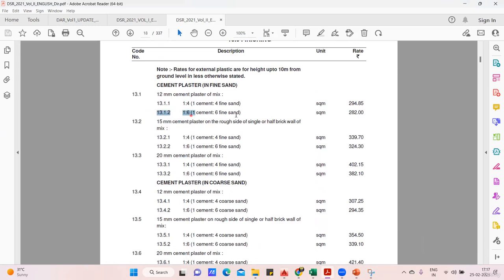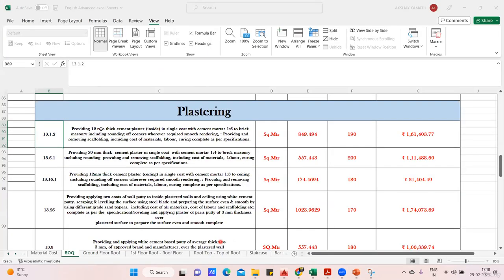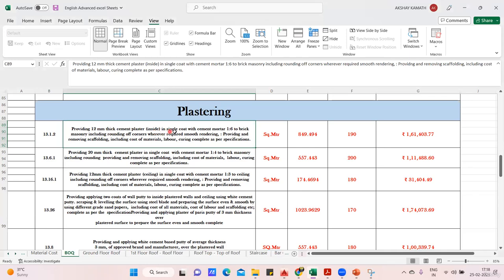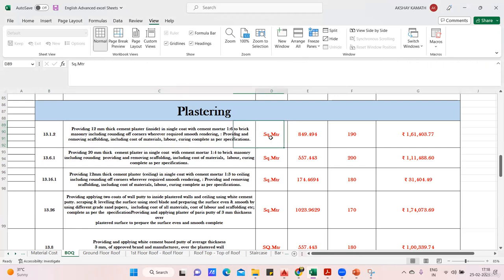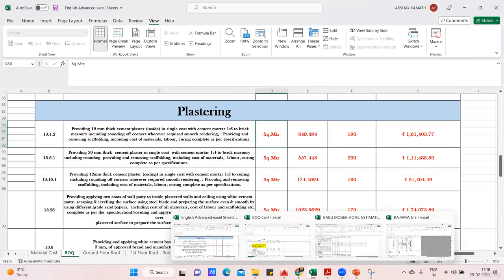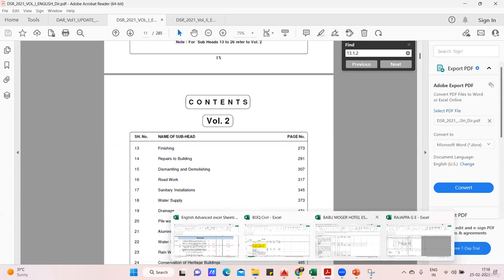13.1.2. So cement plaster, 1:6 ratio I'll go with. That is a 12 mm cement plaster. For the wall, we are going to do this 12 mm plaster. For all the internal walls, you are going to go with a 12 mm plaster. I've written the same thing here: providing 12 mm thick cement plaster, that is inside, in a single coat with cement mortar 1:6 to brick masonry, including rounding of corners wherever required, smooth rendering, providing and removing the scaffolding. Everything will come in this. When you're doing the plastering, you want the scaffolding to be arranged, isn't it? So the cost of the scaffolding, everything will come in this, and the unit will be in square meter. It is for 1:6, and you can see here it is for 1:6 what I have taken.